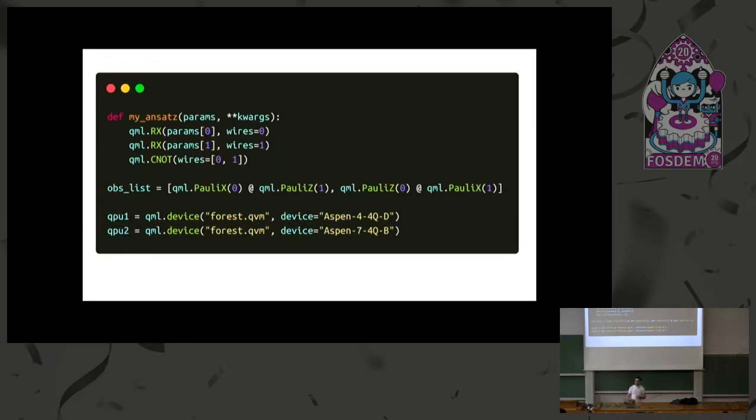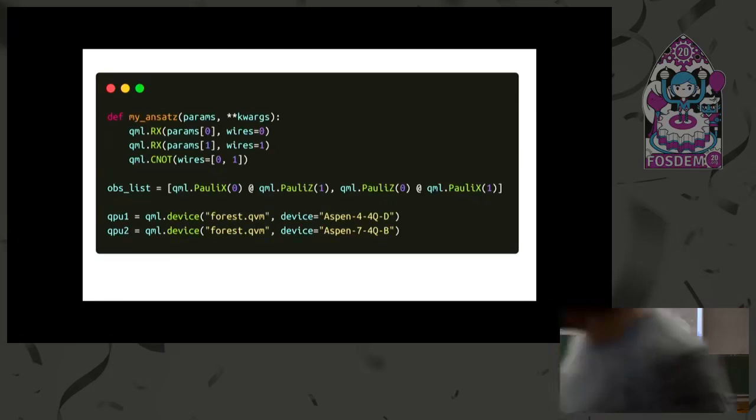And then say I have access to 2 devices. So in this example here, I'm just using the Rigetti Forest QVM simulator with two devices that are currently available on the simulator, Aspen 4 and Aspen 7. So previously, you would create two QNodes. You would be forced to evaluate them sequentially, as you normally are in Python.